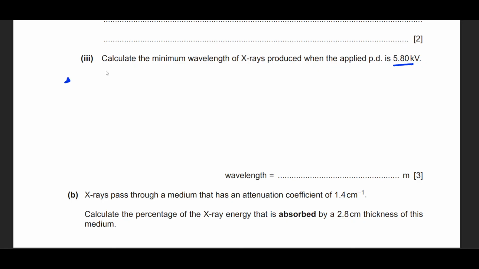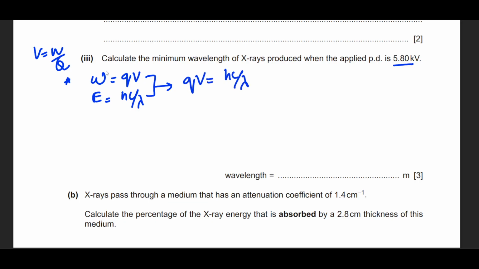The maximum wavelength produced by 5.8 kilovolts. Now the formula that we're going to use over here is important. You already know this, but the implementation is important. So work done is equal to QV. We got this from voltage is equal to work done by charge. That energy has to come from somewhere. So that energy is being converted into a photon, which is hc by lambda. So let's equate both of them. So we get QV equals hc by lambda.